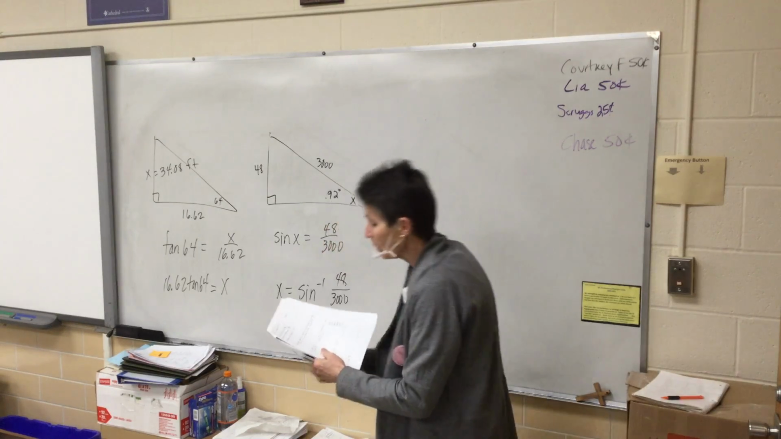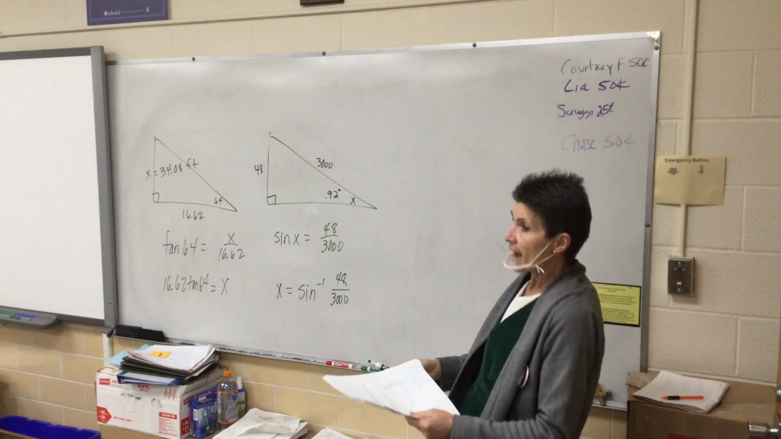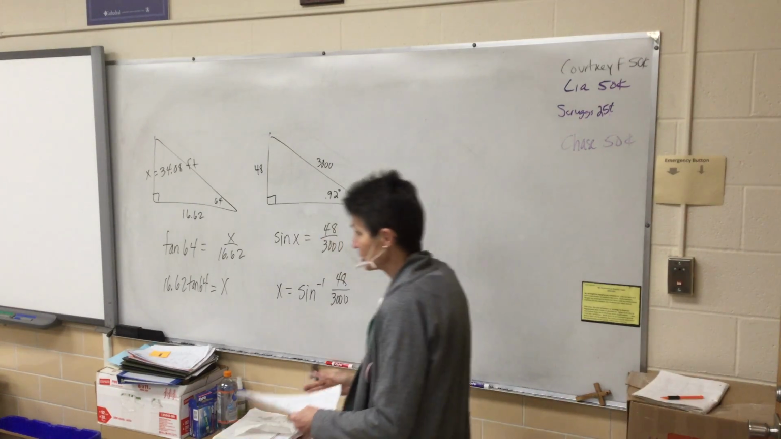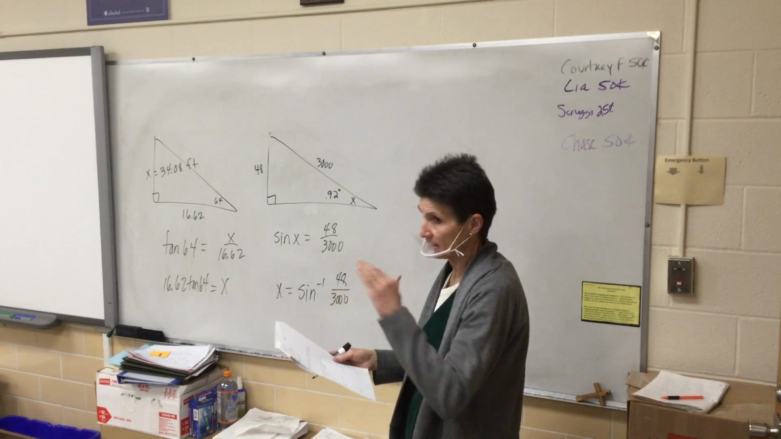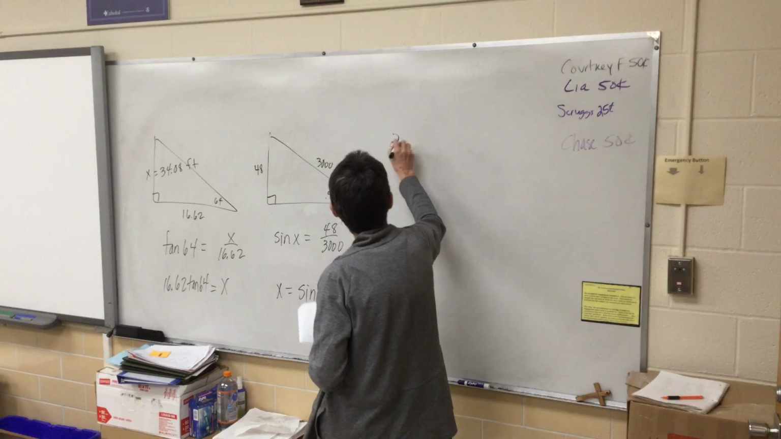All right, so guess what? Now we're on to the third one, which looks exactly like the other two, which looks exactly like your test, right? This is what we need to know. 2 pi over 5, how many degrees?